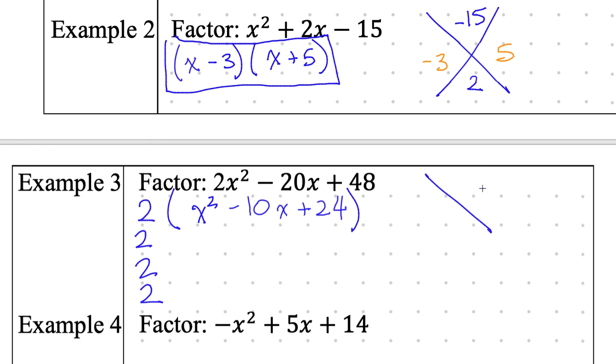All right, so now I'm going to do the ninja star on this inside of the parentheses. All right, negative 10 goes on the bottom. 24 goes on the top. What two numbers multiply to 24 and add to negative 10? Go through the factors of 24. What times what is 24? Make sure those two numbers also add to negative 10. What two numbers multiply to 24 and also add to negative 10?